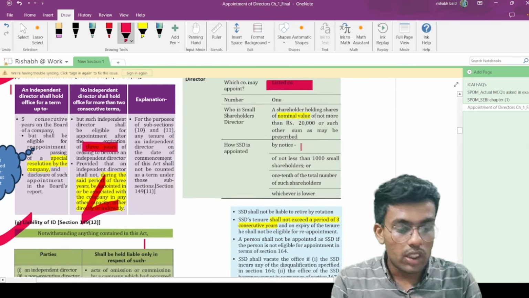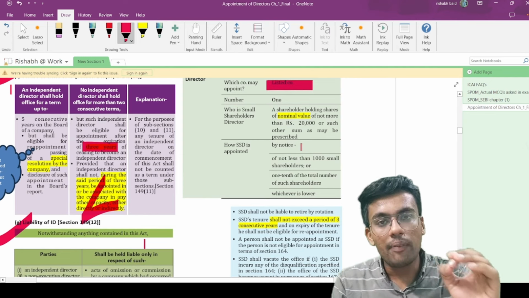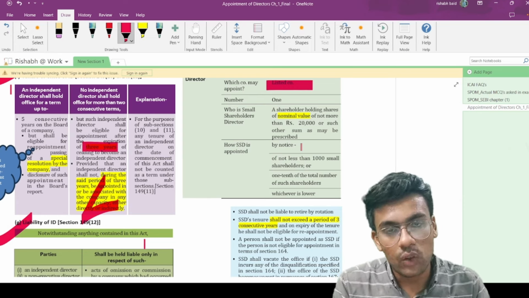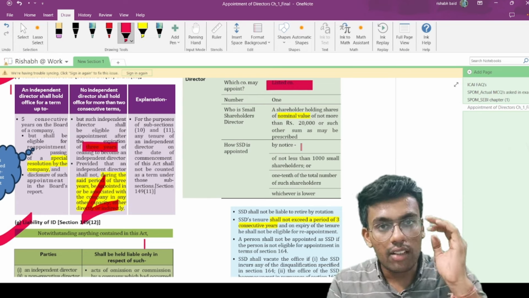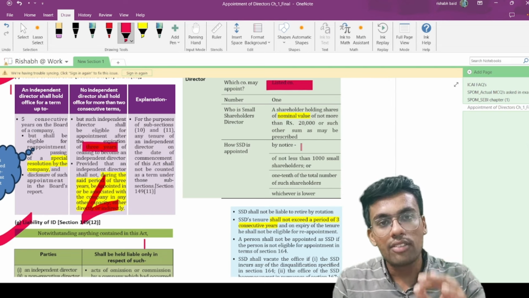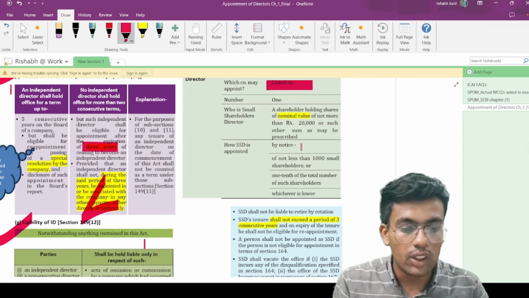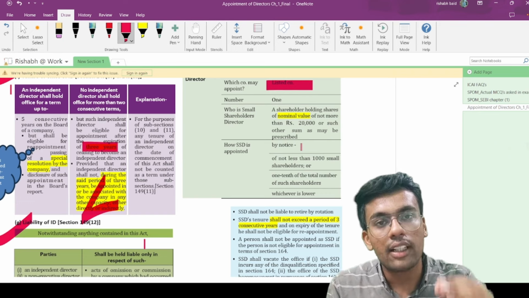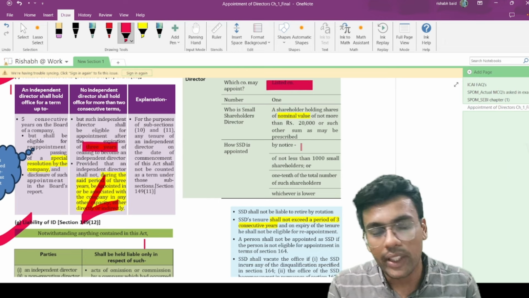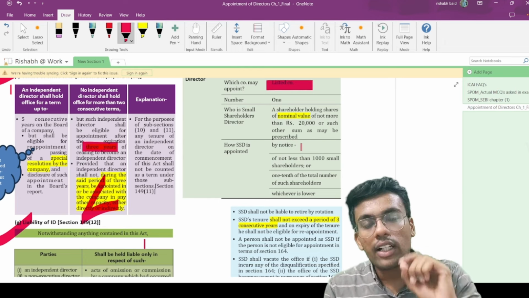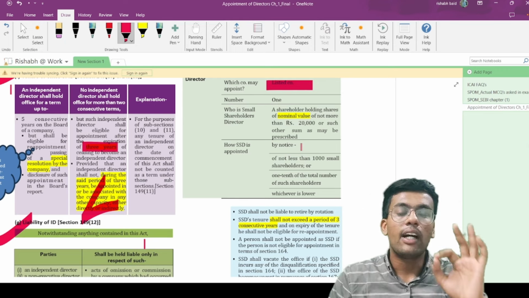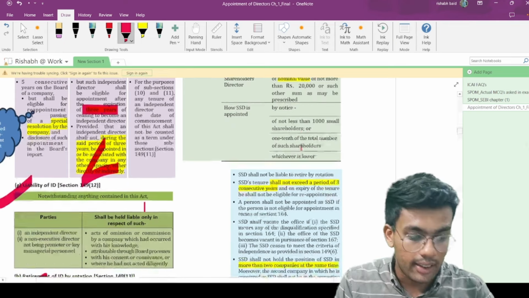Now how to appoint a small shareholder director? For the appointment, notice can be given by at least 1000 small shareholders or 1/10 of the total number of small shareholders, whichever is lower. If either of them serves a notice to the company for appointment of a person as small shareholder director, then such person may be appointed as small shareholder director. Notice should be given at least 14 days in advance. That is missing over here, please add it into your notes. At least 14 days' notice has to be given for the appointment of a small shareholder director.